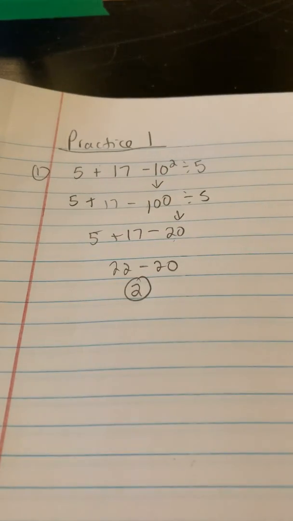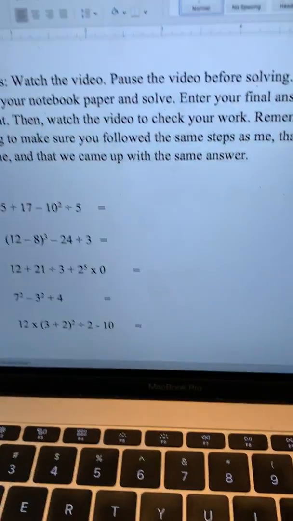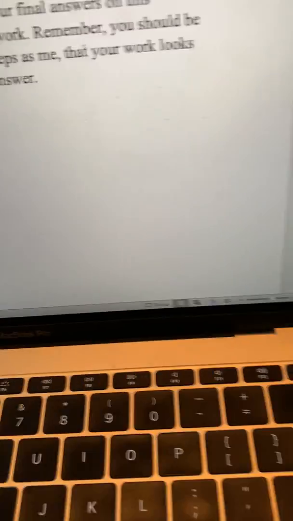Make sure not only do you have 2 on this sheet of paper, that you've come over to your computer and you've written your final answer of 2.